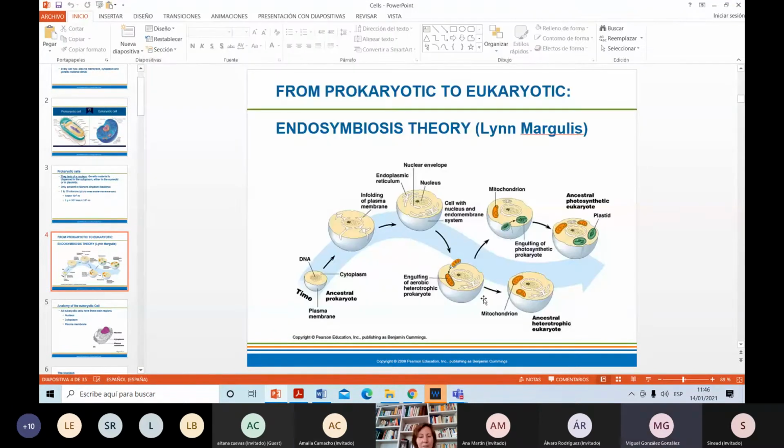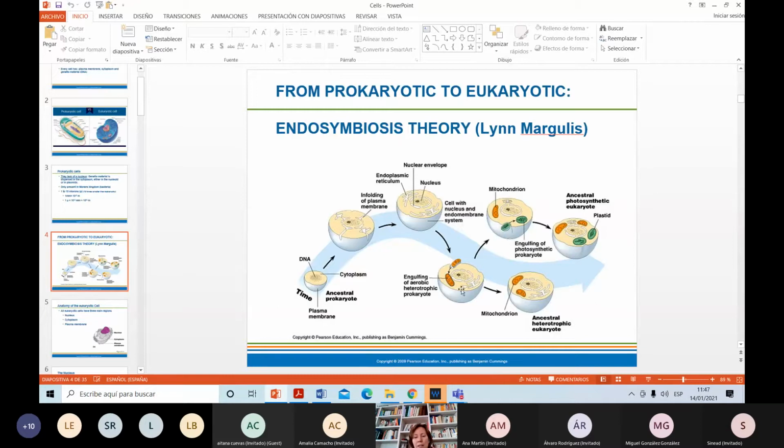Engullir, ¿vale? So, engulfing of one heterotrophic prokaryotic cell. What's going on here? This cell that was advanced because it contained a nucleus engulfed a tiny prokaryotic cell. But when it engulfed it, instead of destroying it, instead of digesting it, this cell, by any reason, decided to do a symbiosis. What is a symbiosis? I give you something, you give me something.